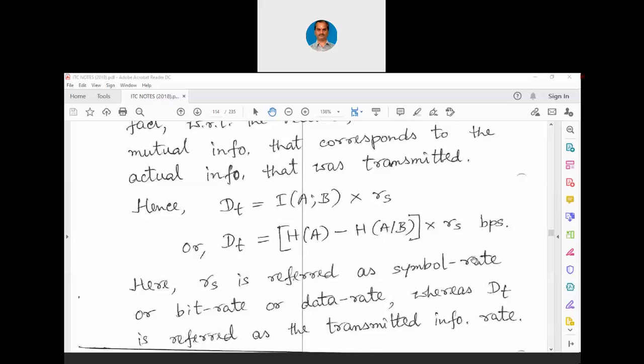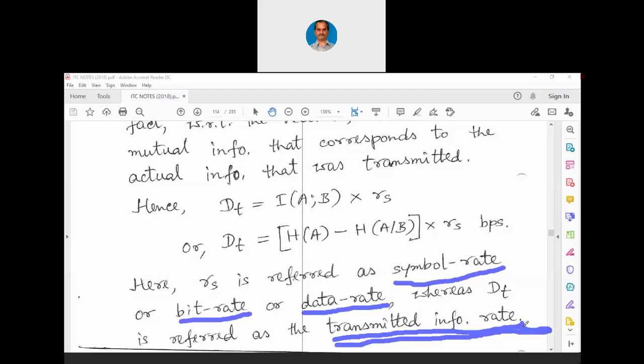Here Rs is referred to as symbol rate or bit rate or data rate, whereas dt is referred to as the transmitted information rate. Please remember these things. Let me annotate. Now the data rate is different and the transmitted information rate is different. We can also call this data rate as symbol rate and as bit rate, but the transmitted information rate is different.